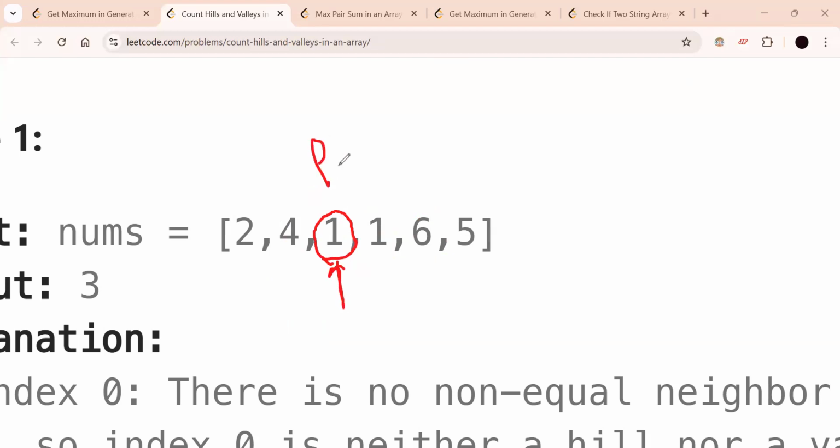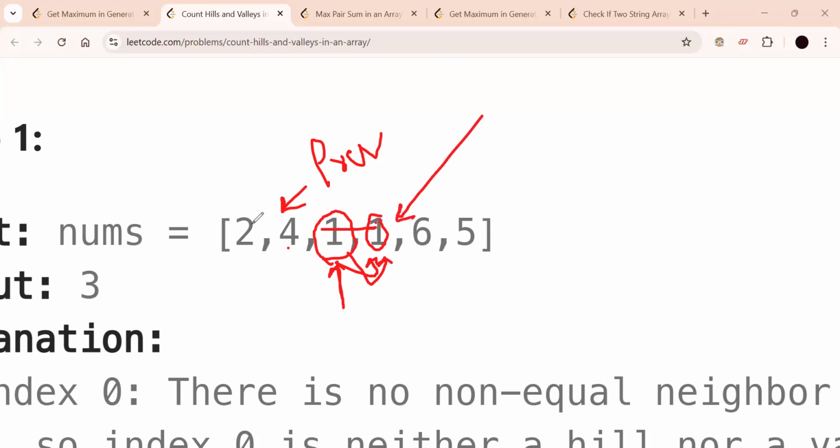What is the previous value for this one? 4. Next value is 1. So we can't count here, because they are the same. We need to go further. We should go and find here.